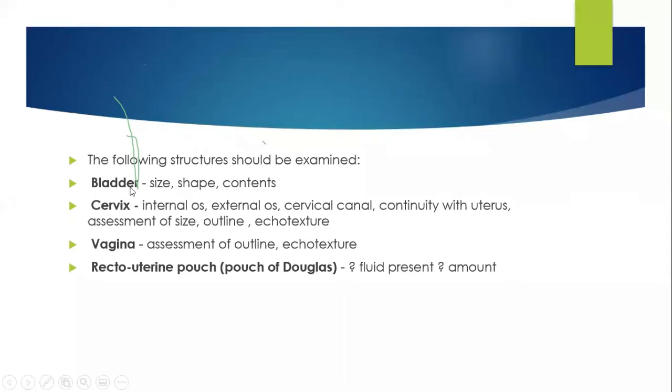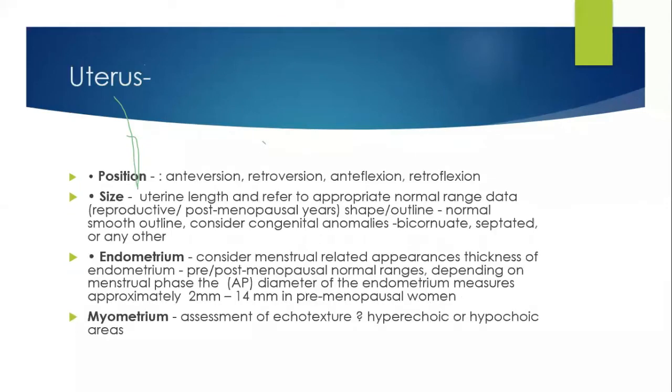While doing a transabdominal or transvaginal scan, we must see where the bladder is, and look into its size, shape, and the contents. Cervix: the internal os, the external os, the cervical length, and of course its outline and ecotexture. Vaginal assessment is outline and ecotexture, and the pouch of Douglas: presence of any fluid, the amount of fluid, or any other abnormality or pathology seen there. In the uterus, the important thing is to look into its position. Is it anteverted, retroverted, anteflexed, retroflexed? Everything we'll be discussing in detail in the next few slides.